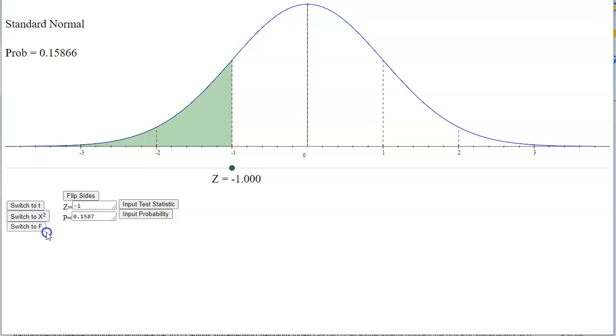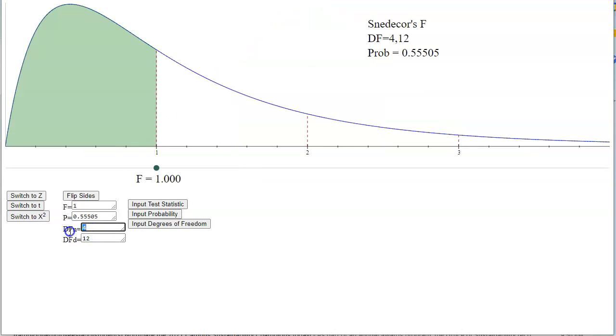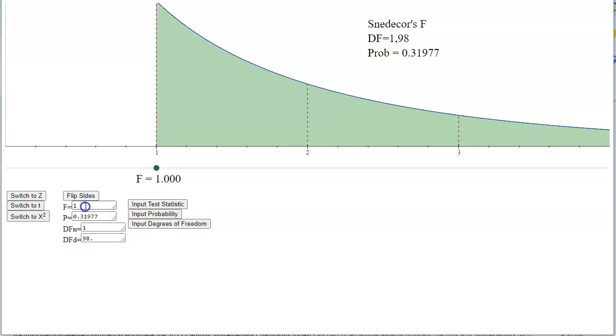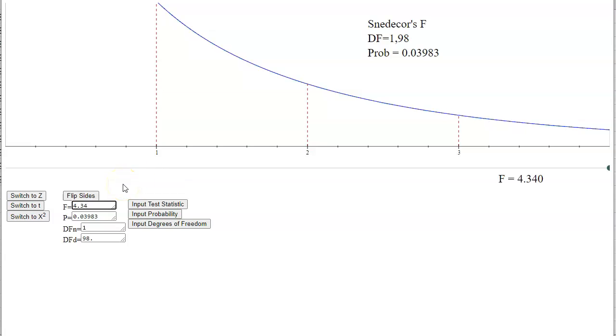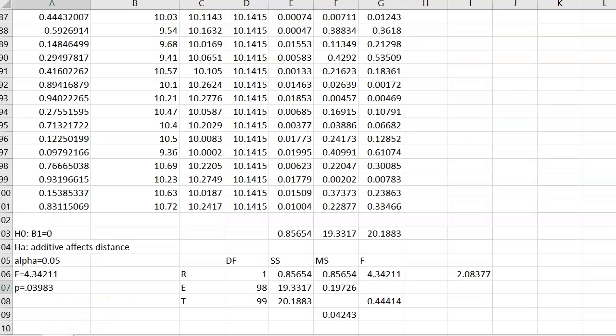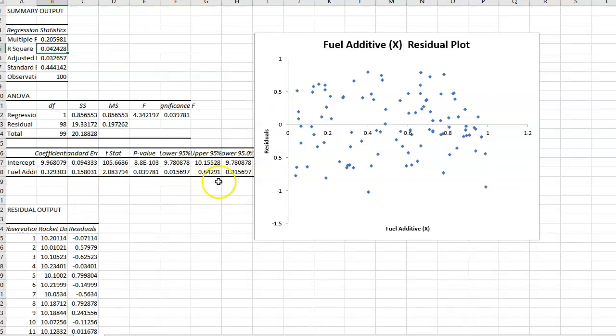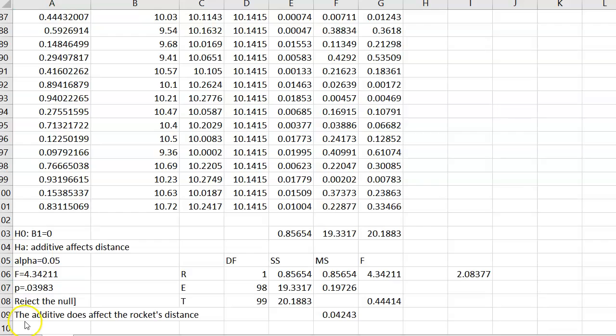P-value. I come here to the F distribution. I have 1 and 98 degrees of freedom. Flip the sides for an F score of 4.34. I get a p-value of 0.03983. And if we go look here at the output, 0.039, there's a little bit of rounding happening there. 0.03983 with a little bit of rounding error there. And we can say the additive does affect the rocket's distance.